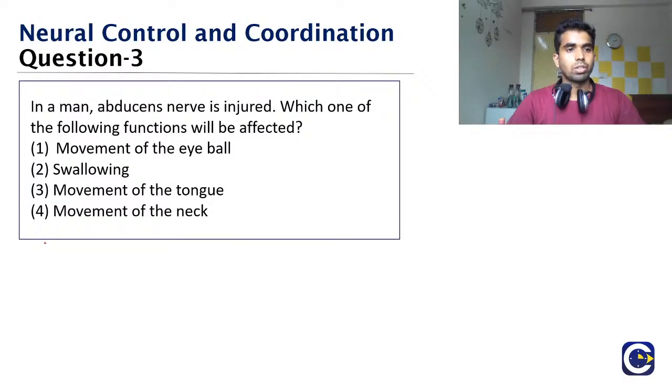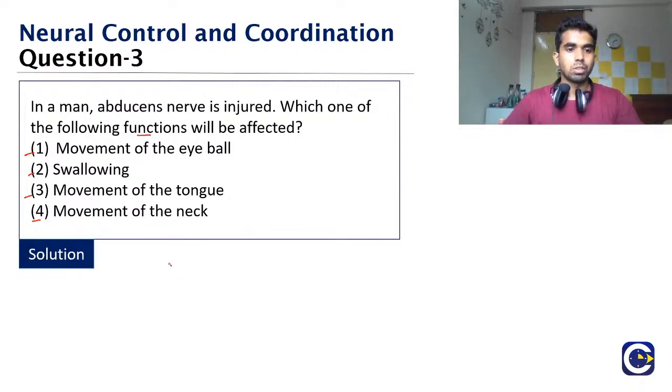Now coming to question number 3. In a man, abducens nerve is injured. Which one of the following functions will be affected? Option A, movement of the eyeball. Option B, swallowing. Option C, movement of the tongue. And option D, movement of the neck.